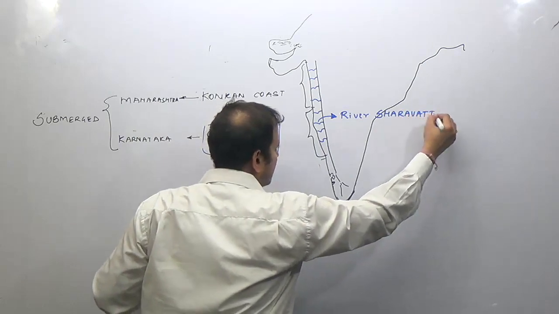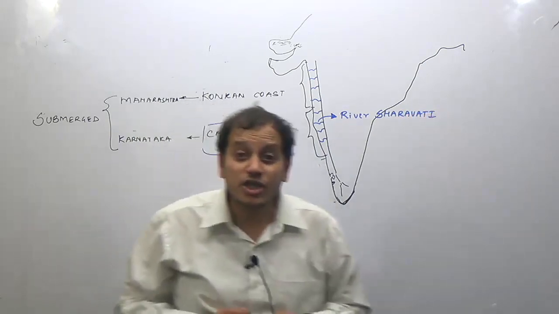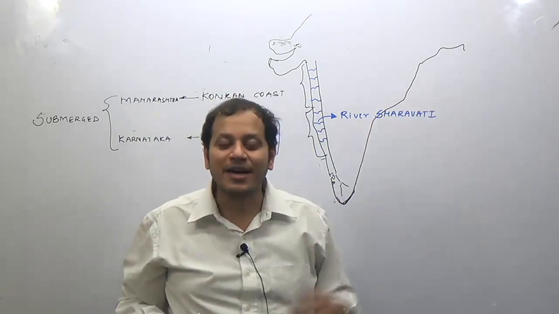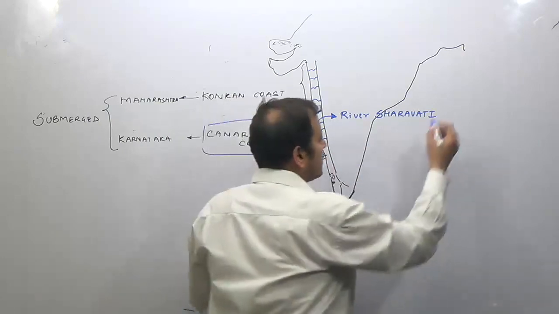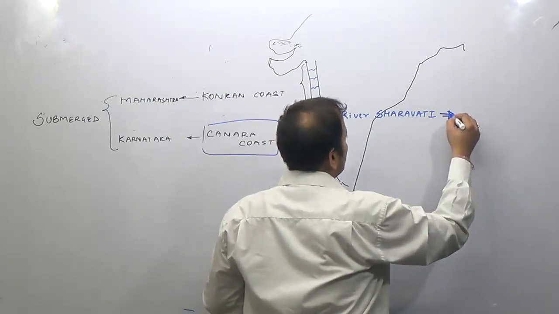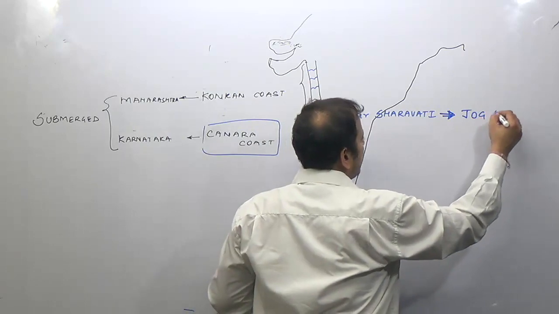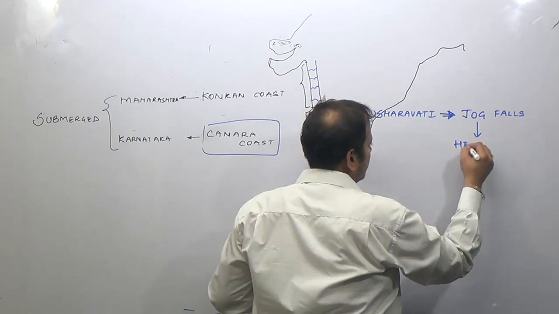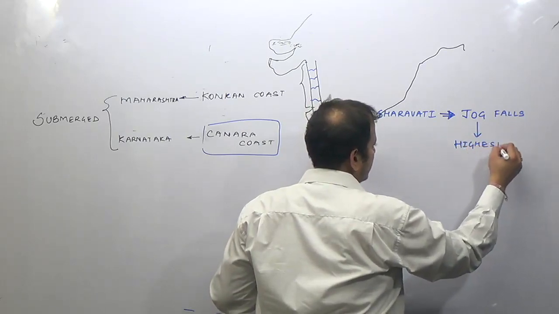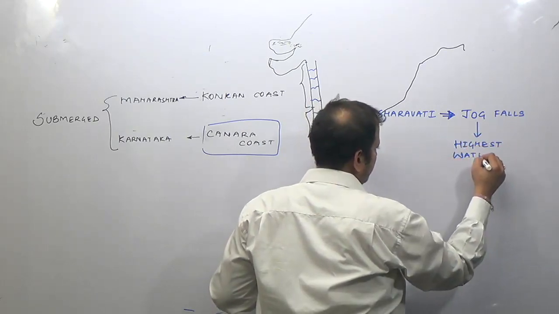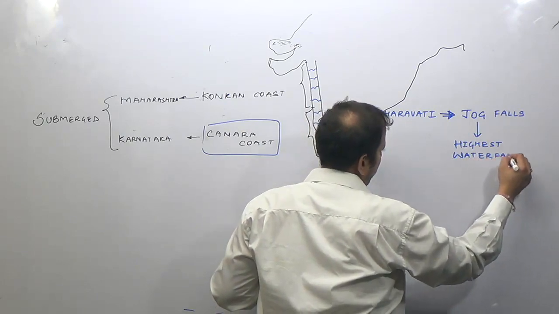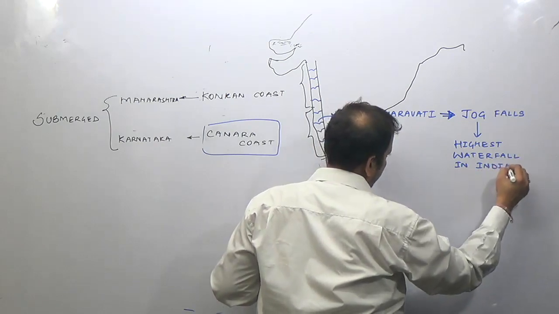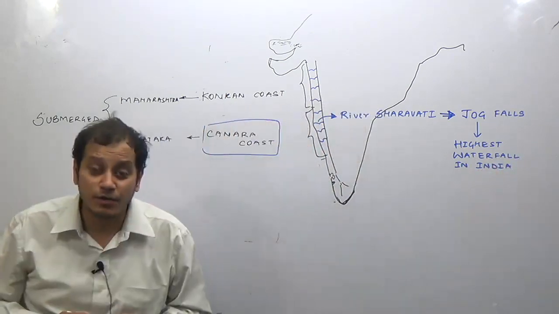And why is this river Sharavati important? River Sharavati has the highest waterfall in India, and it is known as the Jog Falls. On the river Sharavati are the Jog Falls located. And what are the Jog Falls? Jog Falls are the highest waterfall in India.